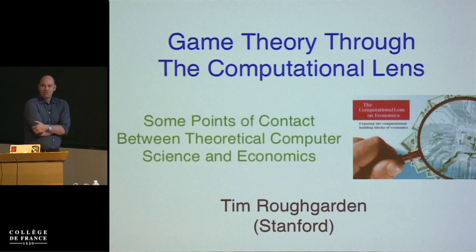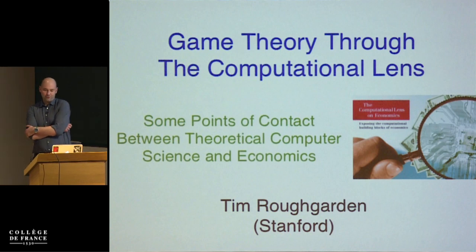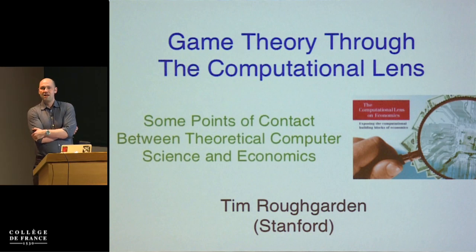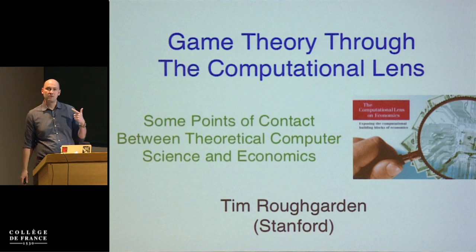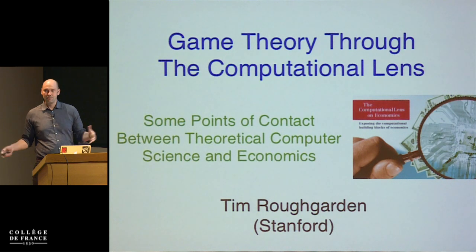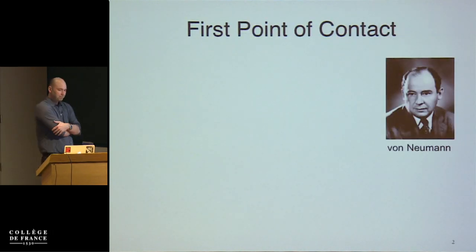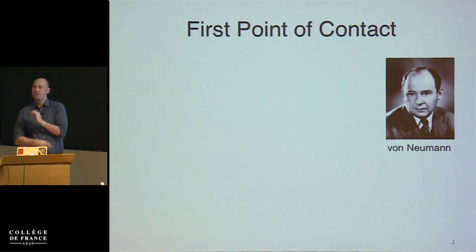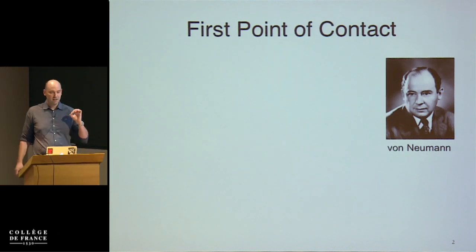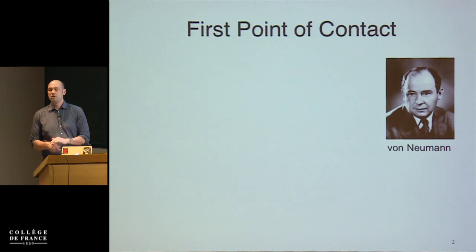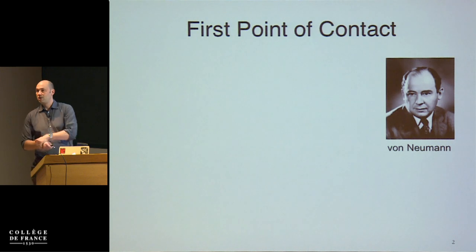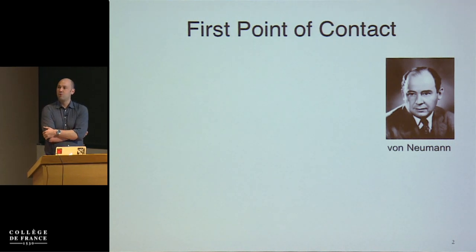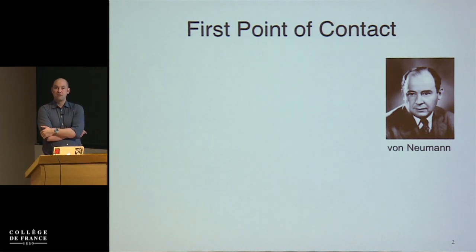My goal for today is to introduce you to a few of the many points of contact between two fields, computer science and game theory. So what do these two fields have to do with each other? Let's go back to the beginning. The beginning is in the early part of the 20th century, when a single individual made really important contributions to the early development of both of these fields, that individual being John von Neumann, widely regarded as one of the most important mathematicians of the 20th century.